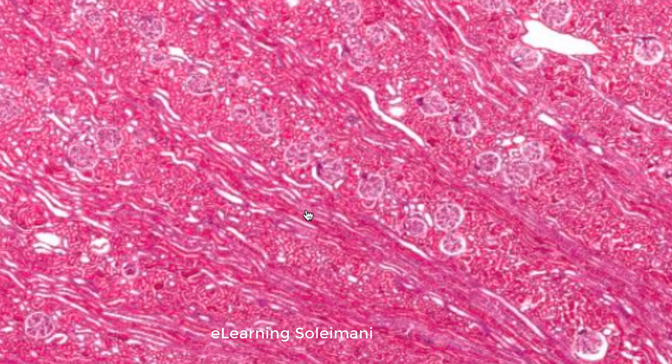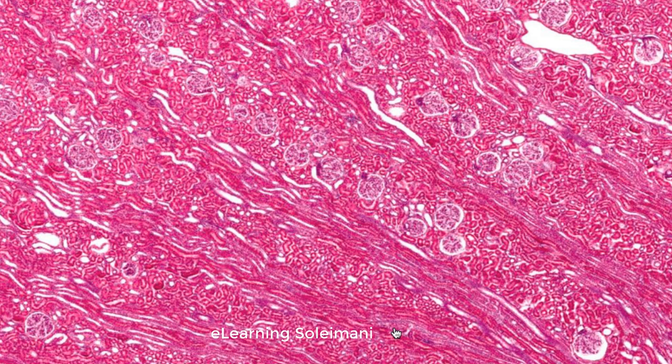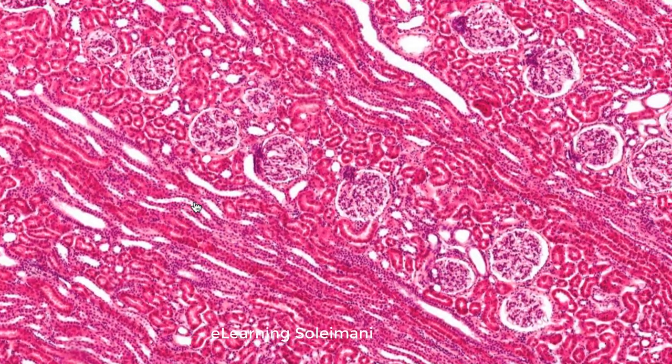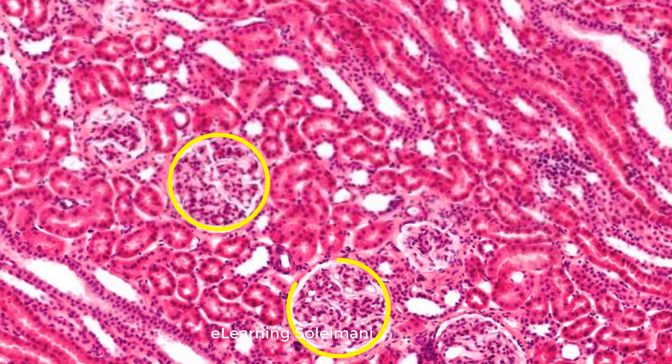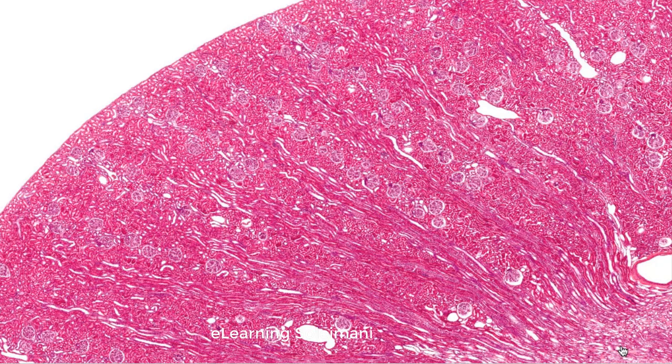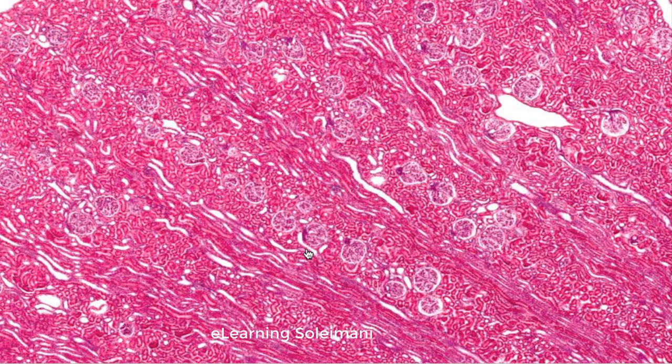The region of cortex between the rays, called the cortical labyrinth or pars convoluta, contains renal corpuscles and the convoluted portions of the tubules. Cortex has a granular appearance because of the renal corpuscles.